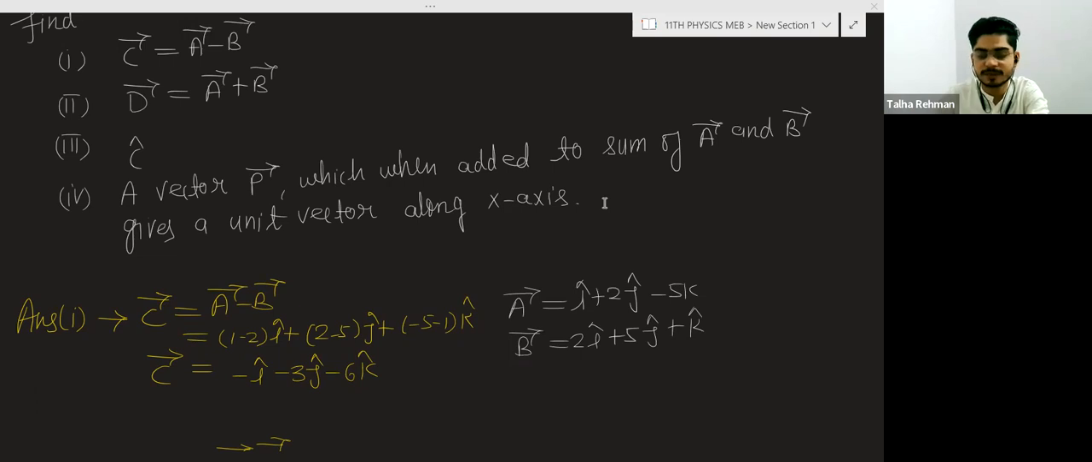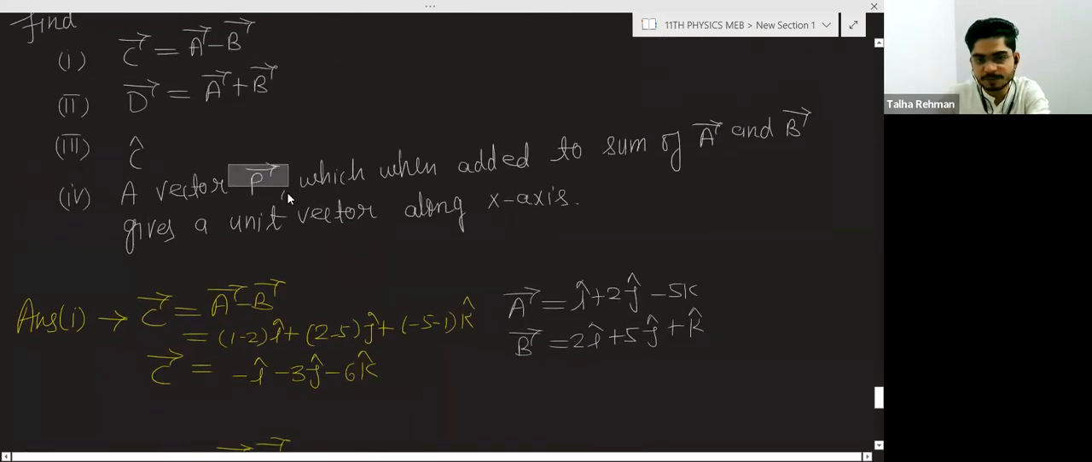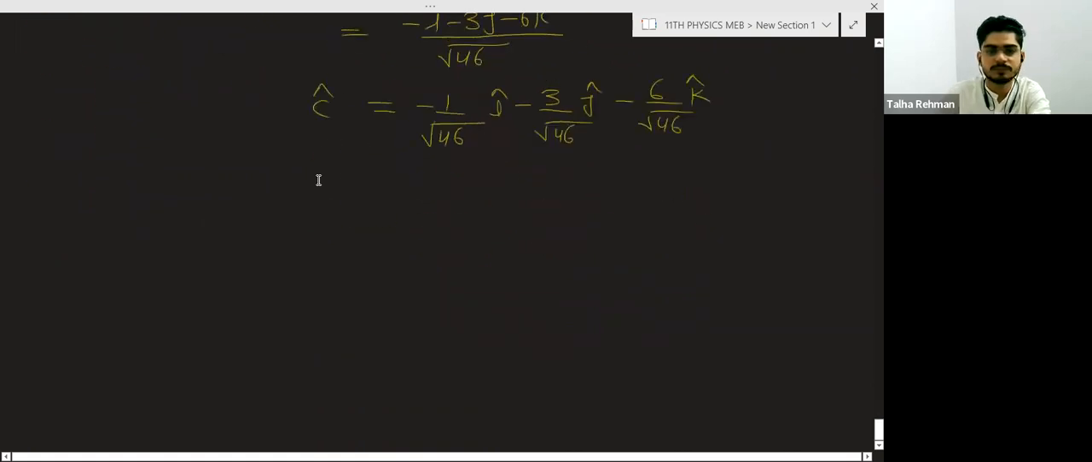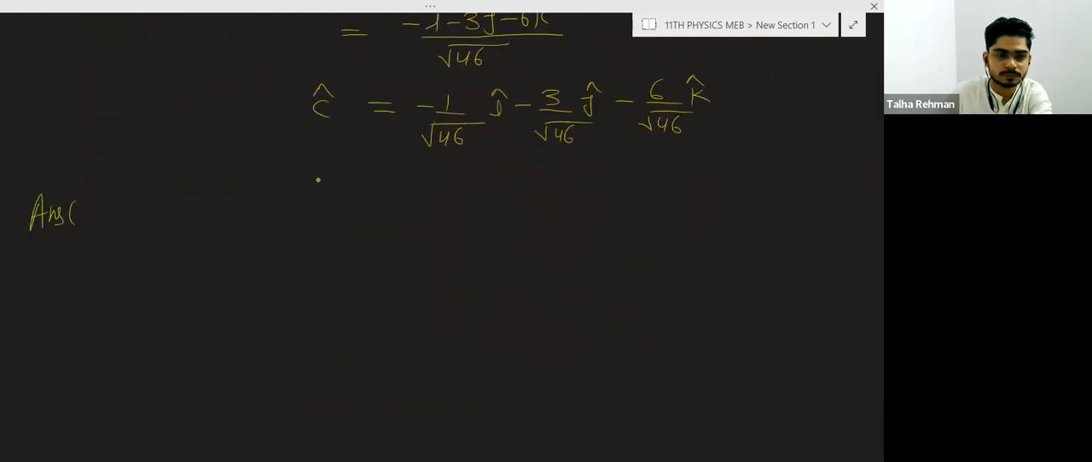The vector along x-axis you will consider I cap. So they are saying when you add this P with the sum of A plus B, you will get I cap. There are two types of x-axis, means one is positive x-axis, another is negative x-axis. Along the positive x-axis, you will have I cap. Along the negative x-axis, you will have minus I cap. So they are only talking about the x-axis, so by default you are taking I cap. Minus I cap can also be the vector. So got it or not? Yes, sir.